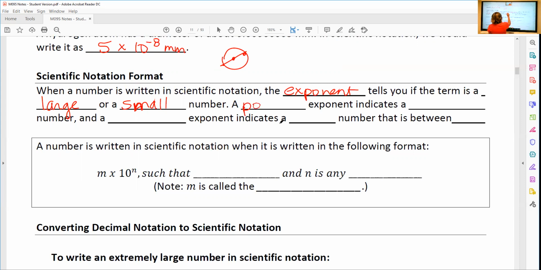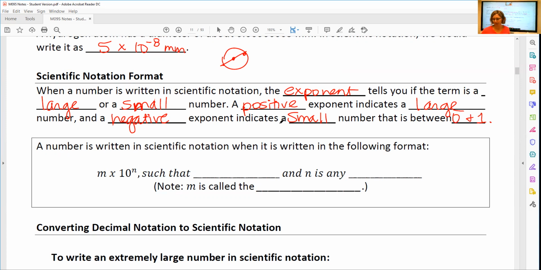So that's what we're going to write in here. A positive exponent indicates a large number, and a negative exponent indicates a small number that is between 0 and 1.